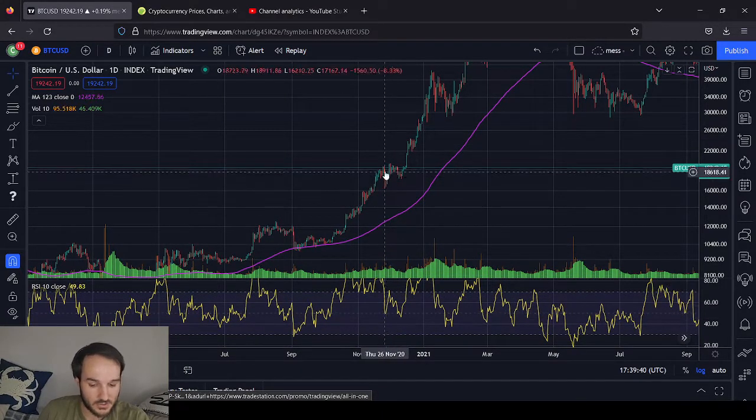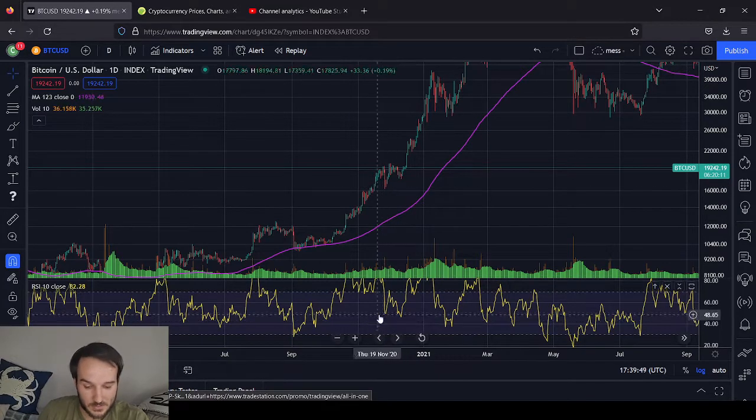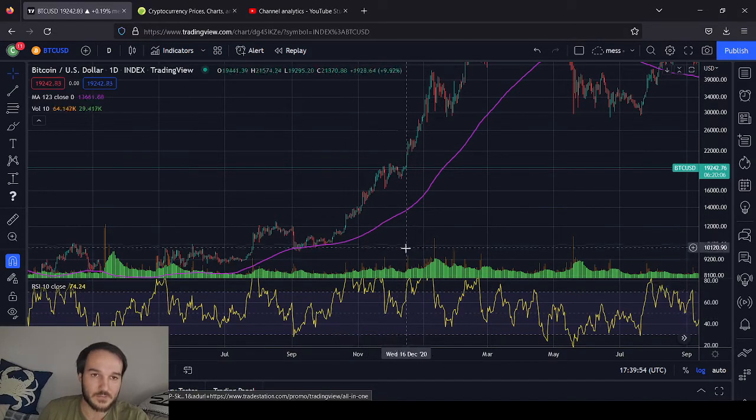I'm sure a lot of people got worried here whenever we dumped from 19,000 all the way down to 15,000, 16,000. I'm sure a lot of people got worried, but the RSI was telling us, don't be worried, don't be scared. We're holding the 50. We even went a little bit below it, but we held the 50.